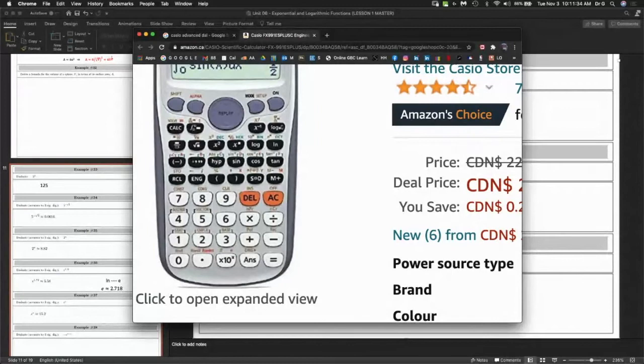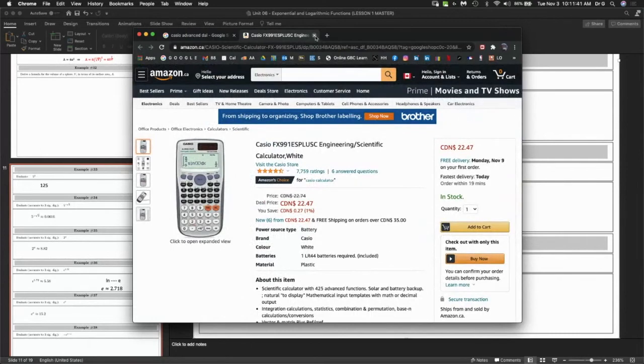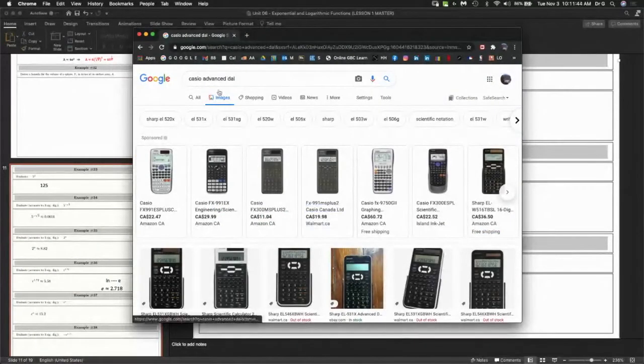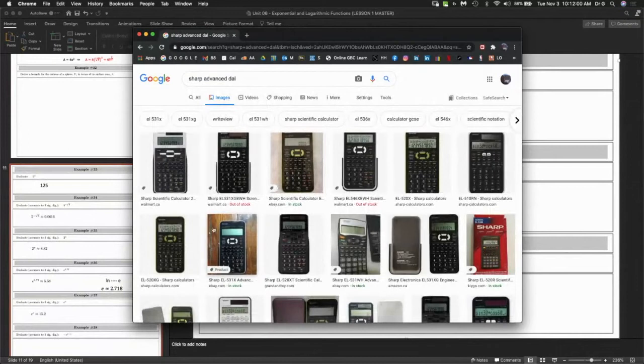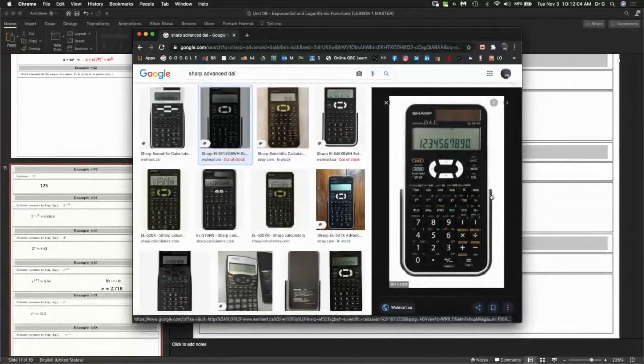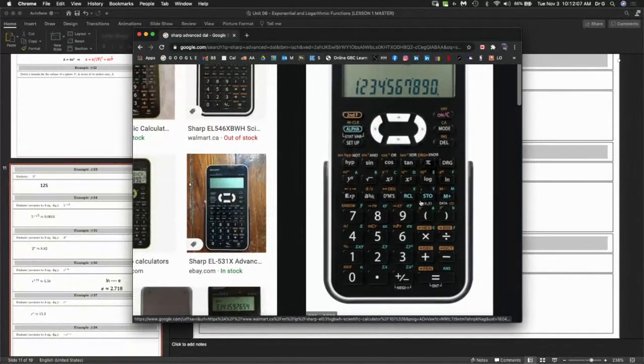So the person that first asked me was Anthony. So Anthony has the Sharp Advanced. I haven't used one of these, so let's take a look together. It's right here, okay? So hit second function E, and then I think you just type the number and you're good.